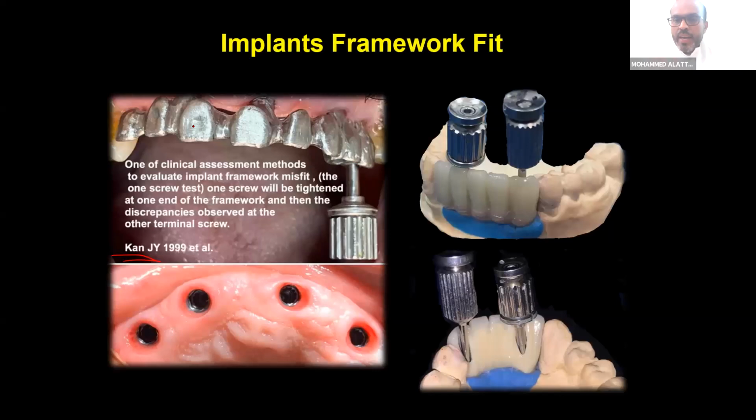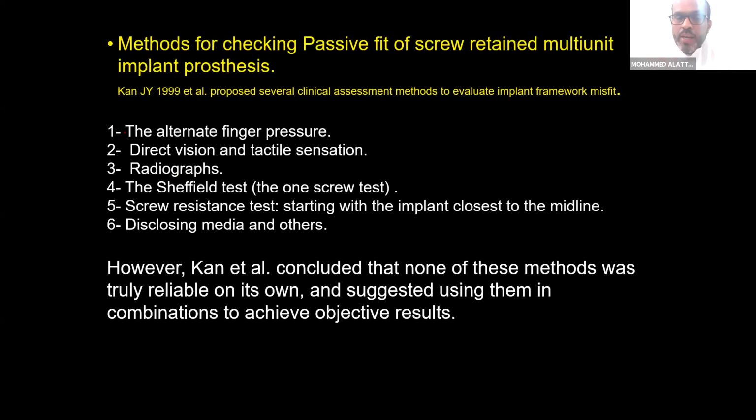This is the paper by Joseph Kan, who mentioned the one screw test, and also mentioned some steps you should do: alternating finger pressure, direct vision and tactile sensation, and you should also take a radiograph and check screw resistance. It is not recommended to do only one test. The one screw test is not the only recommended point. In the articles by Joseph Kan, he concluded that you should combine methods to achieve objective results.